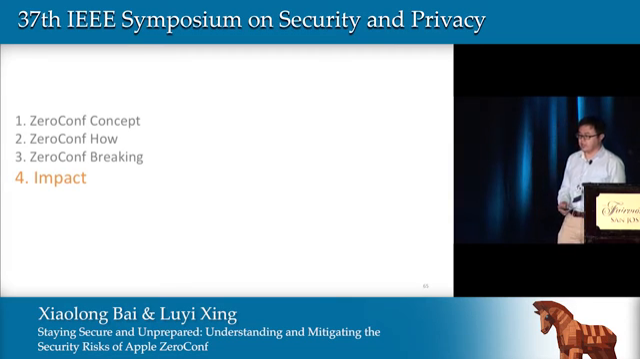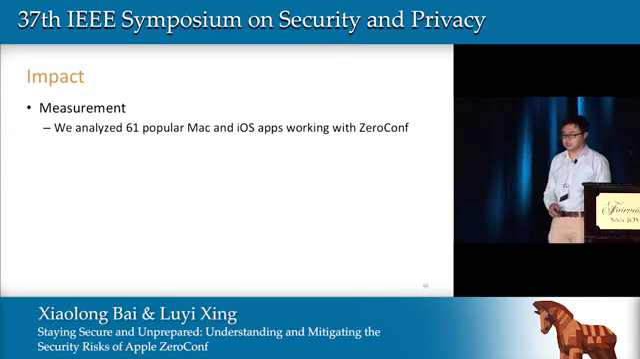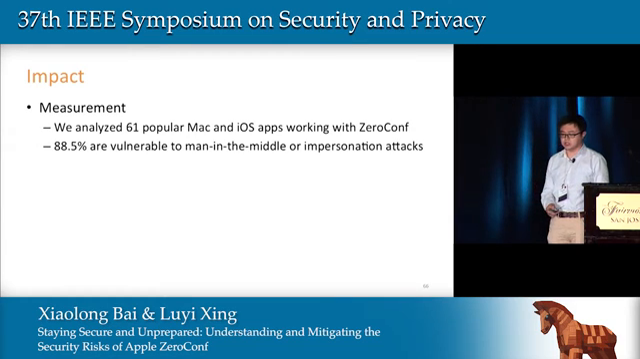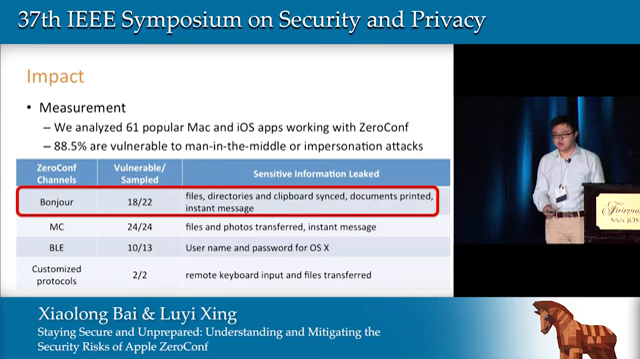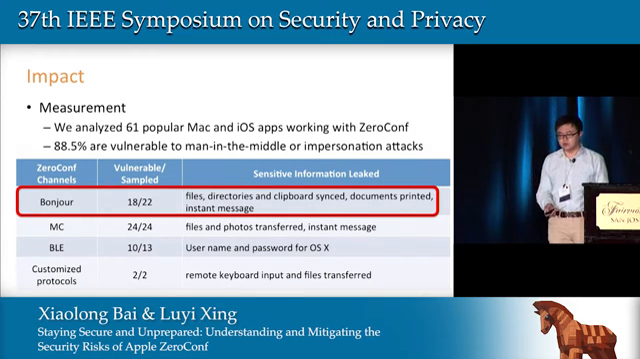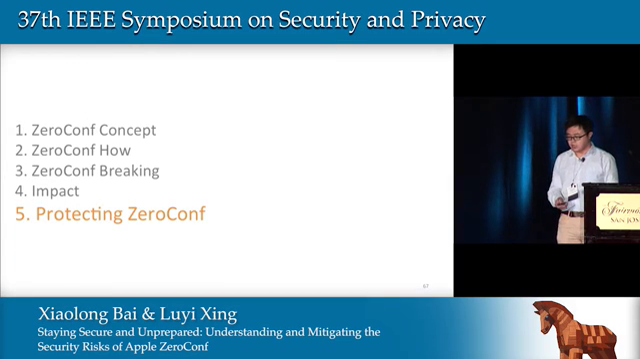To understand the impact of the security risks in zero configuration techniques, we performed a measurement study. We analyzed the 61 popular Mac and iOS apps working with zero configuration. Among them, nearly 90% are vulnerable to man-in-the-middle or impersonation attacks. Here is a table of our measurement result. For example, in the Bonjour channel, we have sampled 22 applications, and among them, 18 are vulnerable. With these vulnerabilities, attackers can steal sensitive information, like documents printed or instant message.